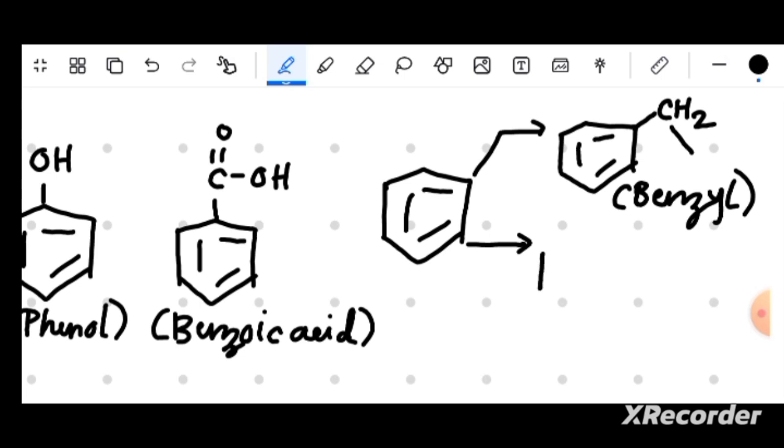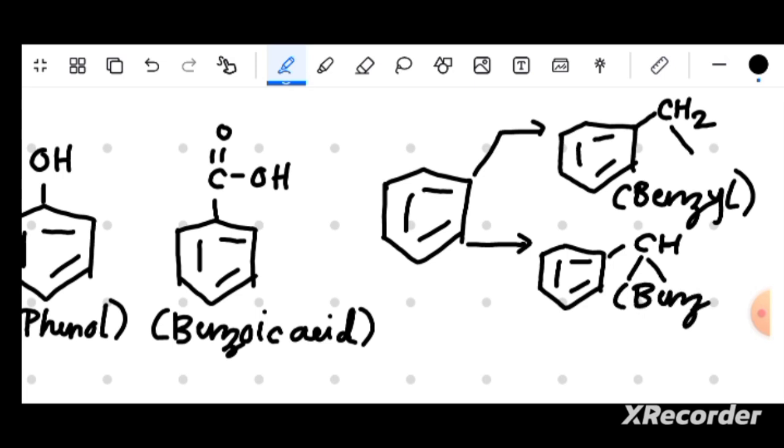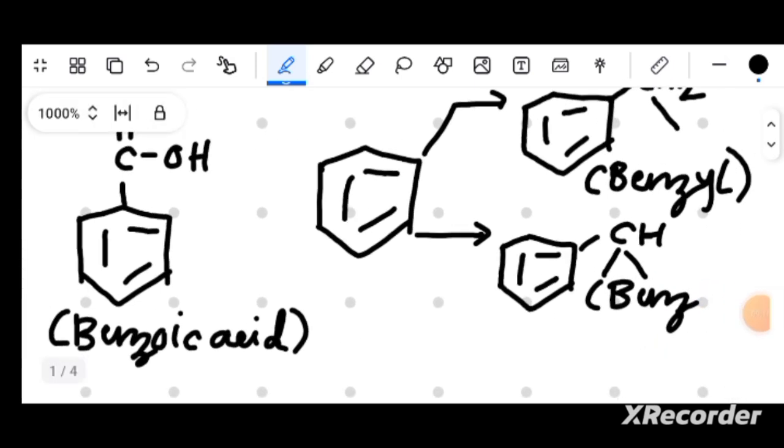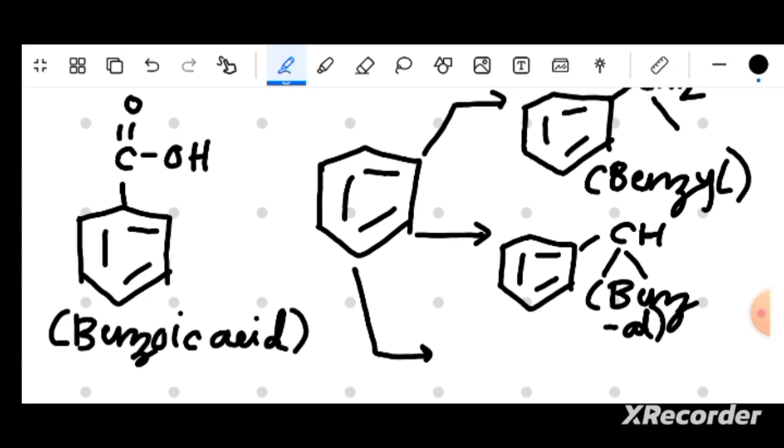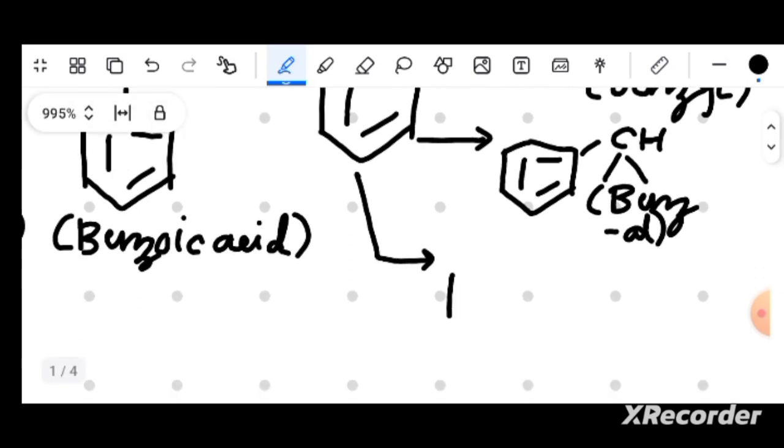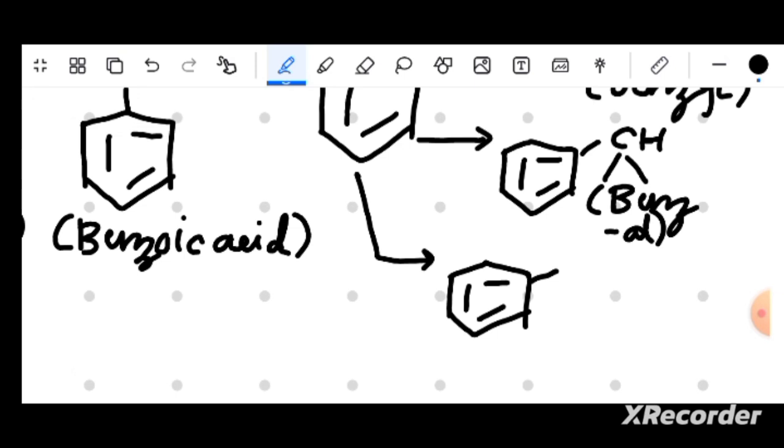Next, if one hydrogen is left, CH, and two bonds are open, then it is benzyl. And obviously, if three are open, then it is benzo.